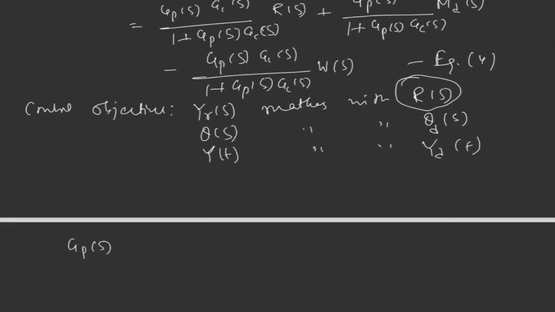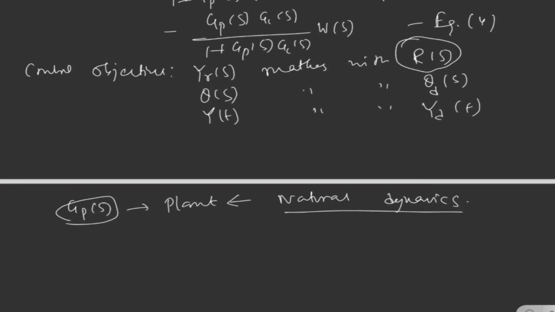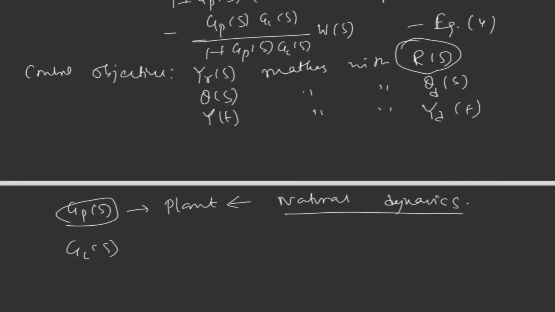But if you look carefully at equation 4, G_P(S) is the plant. In the plant, we can't do anything. The plant comes from the natural motion of the system, its natural dynamics. So we can't play with this transfer function. This is basically the main plant transfer function, so we can't do anything here. And the other transfer function, G_C(S), is the controller. The controller can be an artificial device or some human being.